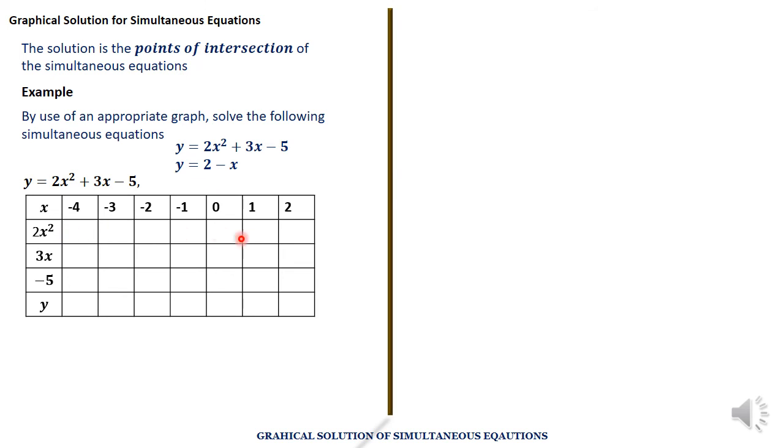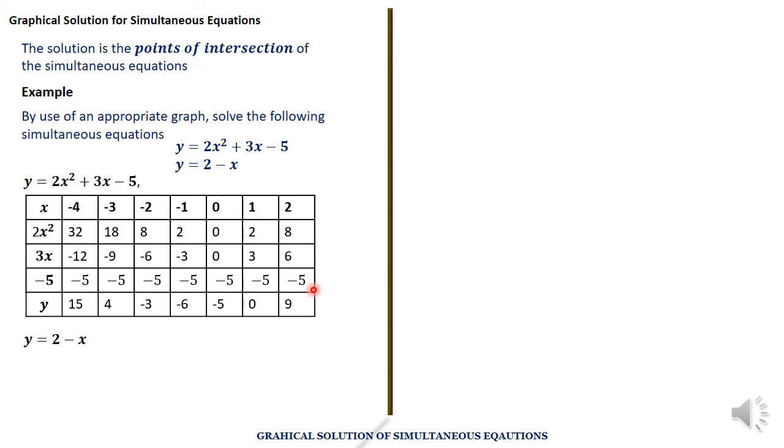Now, for the 2x squared here, you're just going to have, like x squared, x is negative 4, so you're going to have negative 4 squared, which is 16, times 2, which is 32. This one would be negative 3 squared, which is 9, times 2, 18. Move all the way up to 2 squared, 4 times 2. And again, we're going to have 3 times x. So when x is negative 4, we're going to have negative 12. Here we're going to have negative 9, negative 6, all the way up to 6. 5 is constant, so we're going to have every value on this row being negative, and the addition of those gives us the value of y. Let me not dwell a lot on that. This is what you should get, and those are the values of y that you should have.